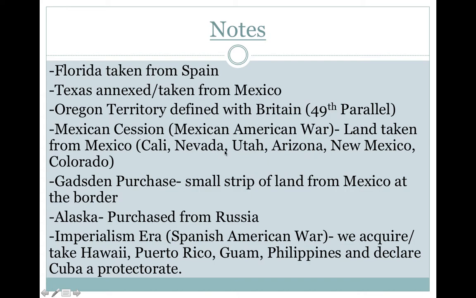If I'm a teacher, I'm going to want to focus on the Louisiana Purchase, the Mexican-American War, and the Spanish-American War. I'll explain that at the end of this video. We then do the Gadsden Purchase, where we pay Mexico for a little strip that would put us in the southern border just a little bit more. You'll see it on the map.